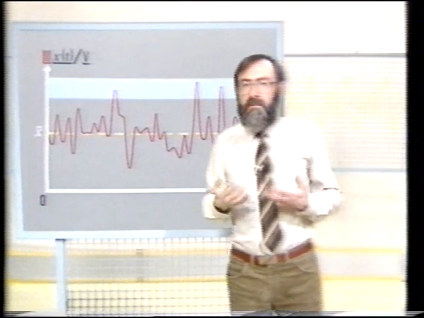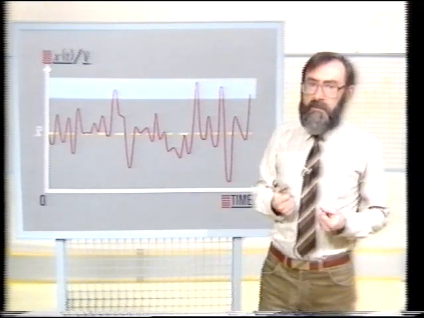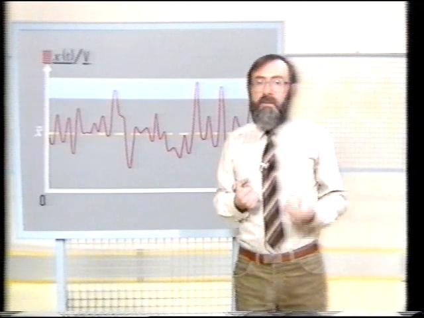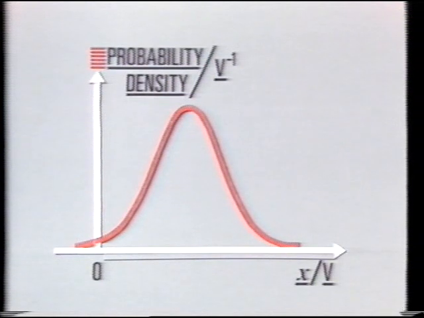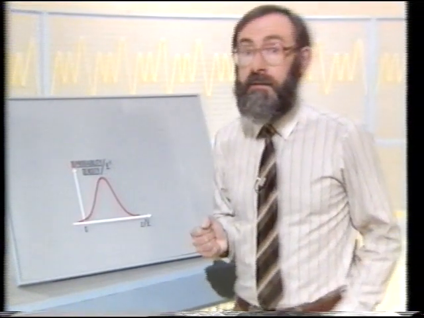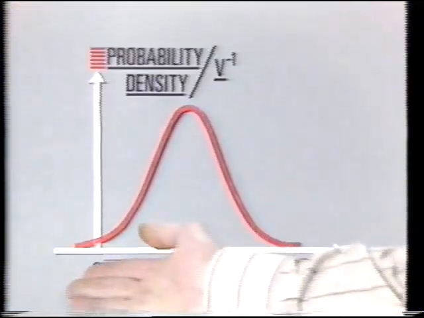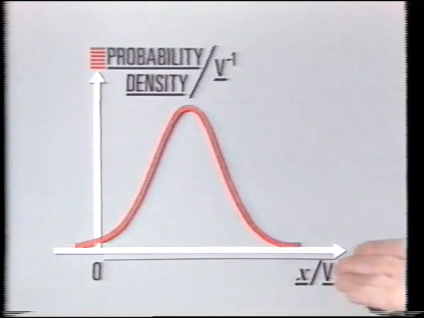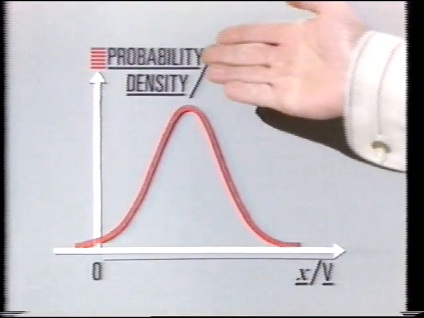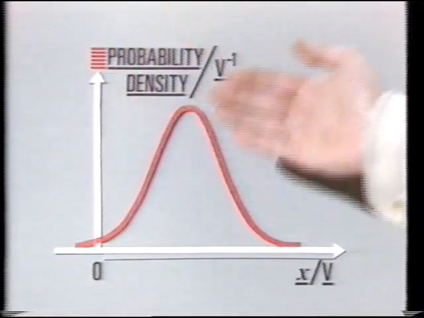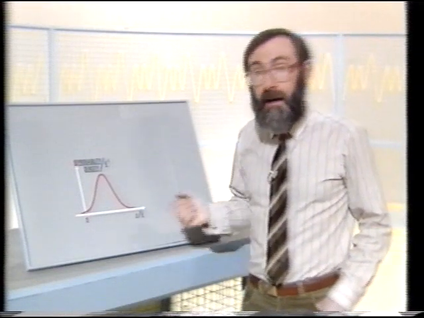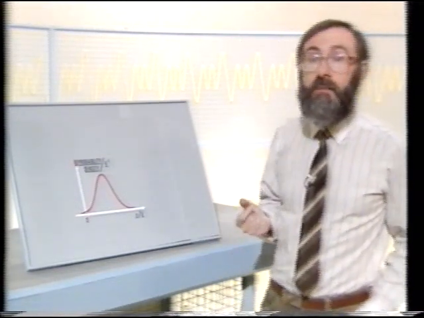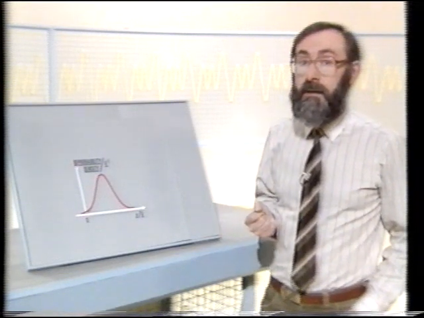But to be of any use, we've got to be able to put numbers on these probabilities. And that's what we can do using a very important curve. It's called the probability density curve. And this is a probability density curve. You see now we've got x plotted horizontally in units of volts, and this quantity here, probability density, is plotted vertically in units of volts to the -1. So what does it mean, and how can we use it to put figures on those probabilities we were looking at earlier?